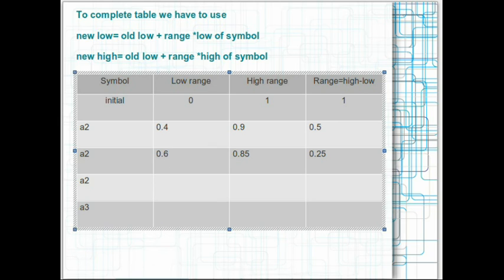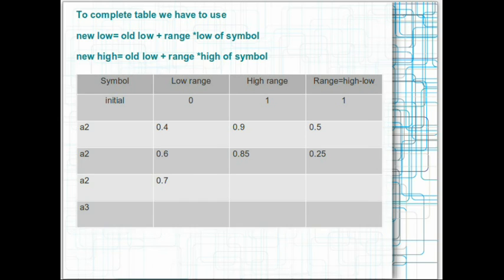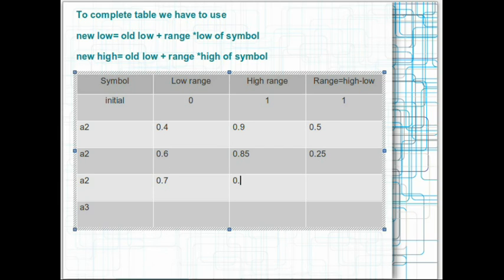The next symbol is again A2. For A2, again do the same calculation. Old low is nothing but 0.6, which we take from the previous row, and the range is 0.25. And after putting the values in the formula, what we get? 0.7 here and 0.825 here, and their difference is 0.125. Okay, that's all.